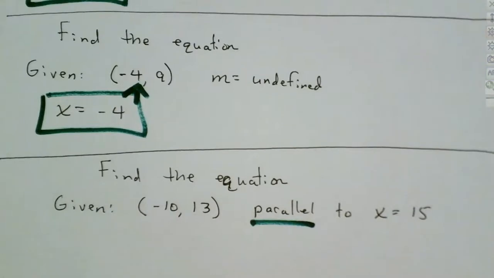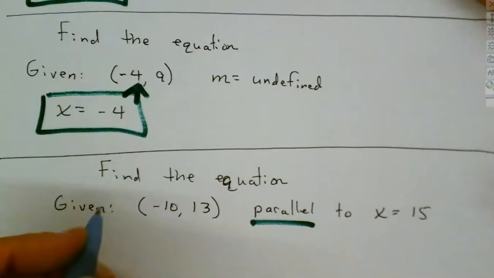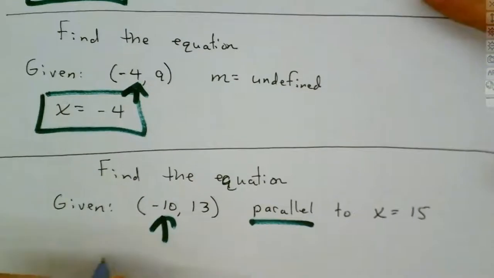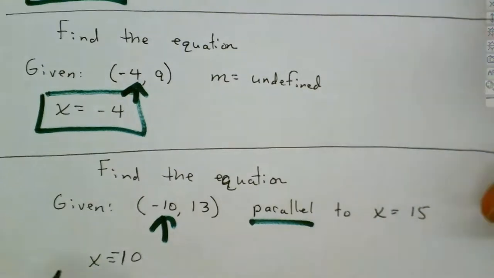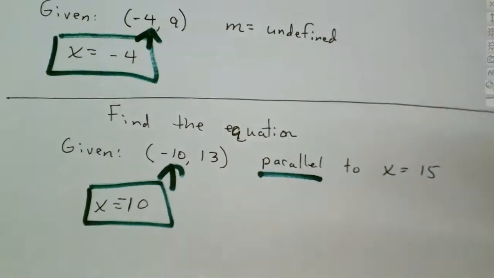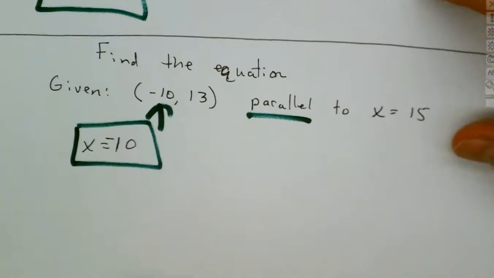Now, when I talk about parallel, what do parallel lines look like? If I have an x line, here's your x line, it's a vertical line. I want to be parallel. What's parallel to this vertical line? Another what? Vertical line, right? That's another x line. So if it's parallel, it means it's the same. So this one would then come out to simply be x equals what? X equals negative 10. That's it. That's your x component. Parallel means the same.